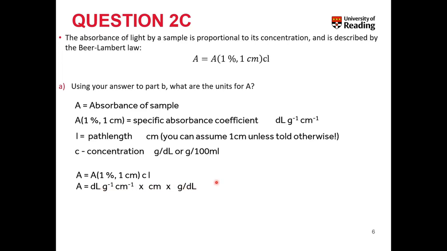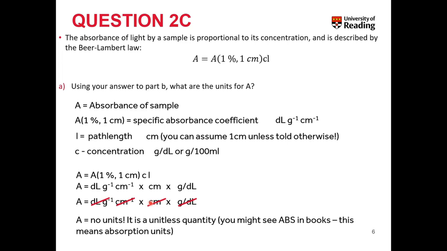Now it turns out that these units all cancel out with each other. So decilitres per gram cancels out grams per decilitre, and per centimetre cancels out with centimetre. So what this means is that A is a unitless quantity. It has no units associated with it. Now, if you are looking in textbooks or in papers, you might see a unit referred to as ABS. This simply means absorption units. There are no formal units associated with absorption.